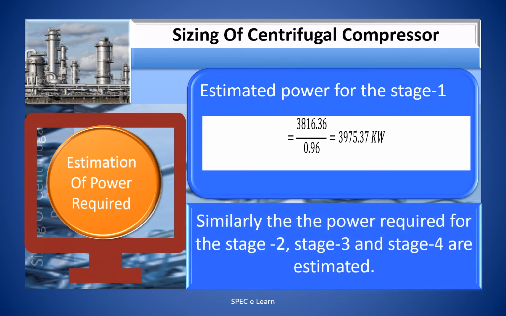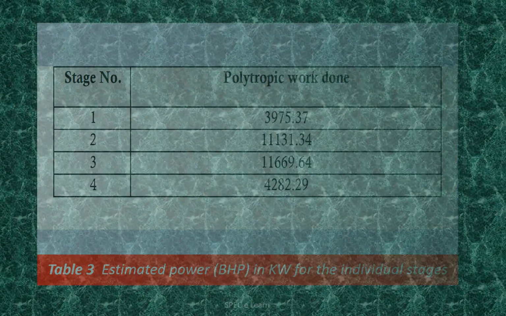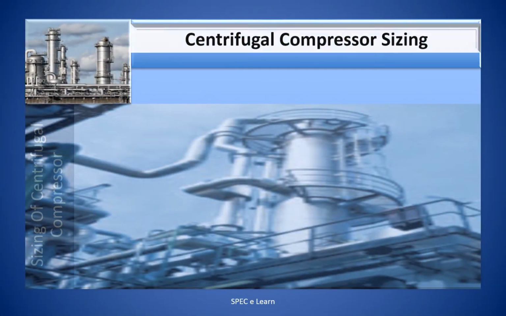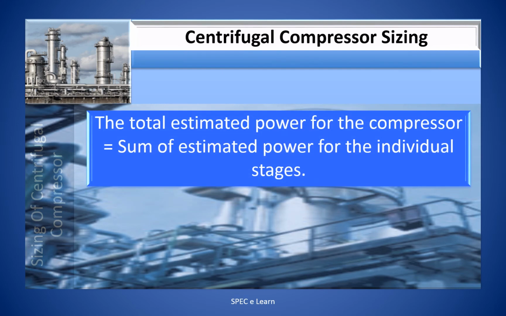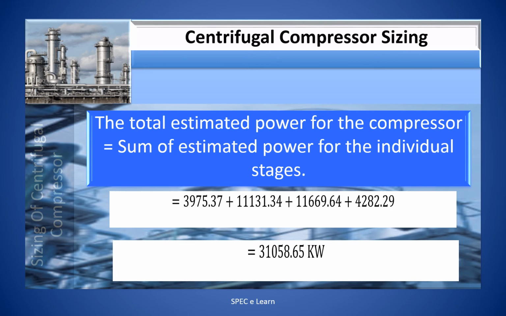Similarly, the power for stage 2, stage 3 and stage 4 are estimated. You can calculate the power required for the 4 stages in an Excel sheet easily. The values obtained for the 4 stages are presented in the table here. The total estimated power for the compressor is the sum of the estimated power for the individual stages. And this works out to 31,058.65 kilowatt.